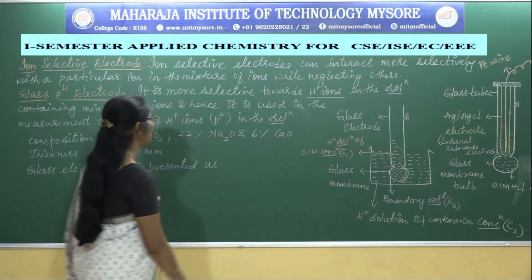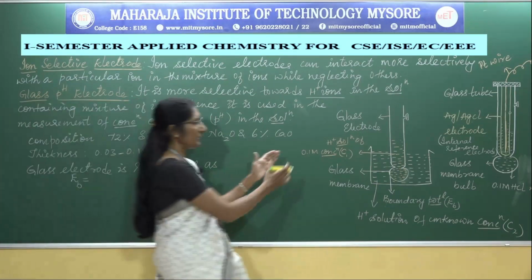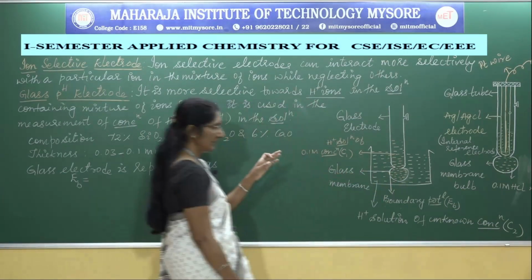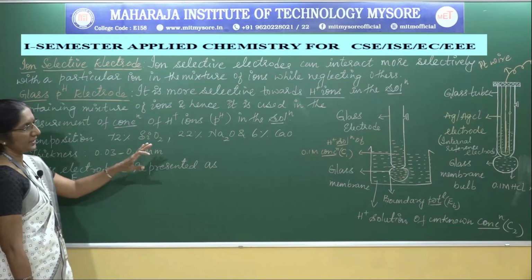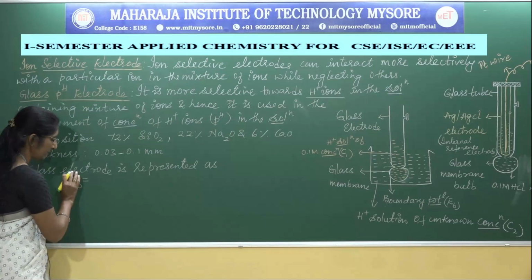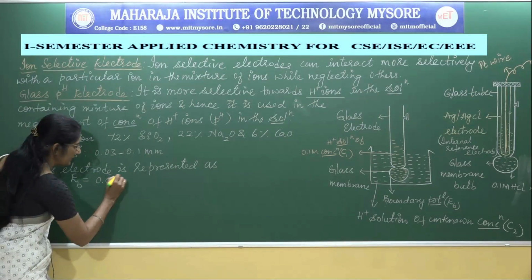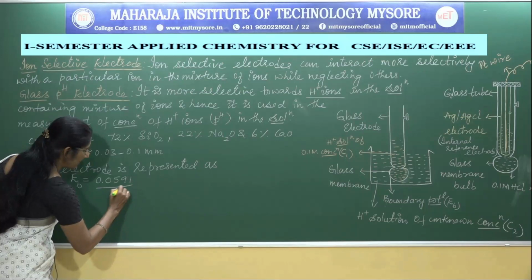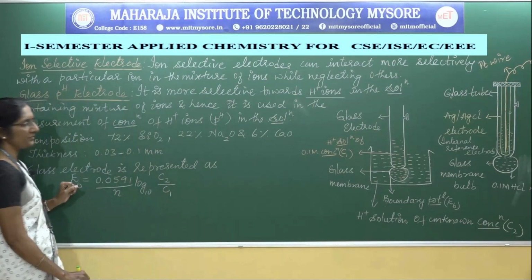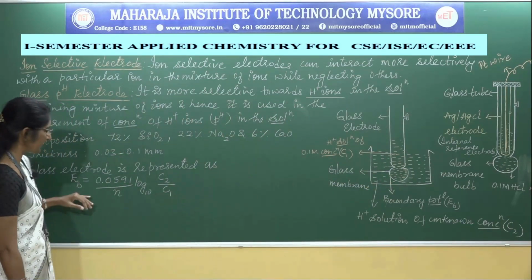Then what is the expression for boundary potential? The boundary potential is abbreviated by EB. Observe that the solution inside and outside is the same; only the concentration of H plus ion is different. Therefore, it works as a concentration cell. What is the expression for concentration cell EMF? The EMF or potential of a concentration cell is measured by using the formula, recall the formula, 0.0591 divided by n, log base 10 of C2 divided by C1. During the exchange of these ions, it acts like a concentration cell.